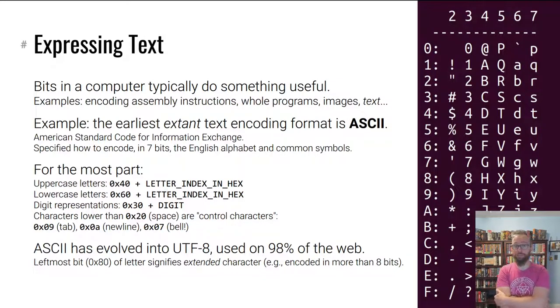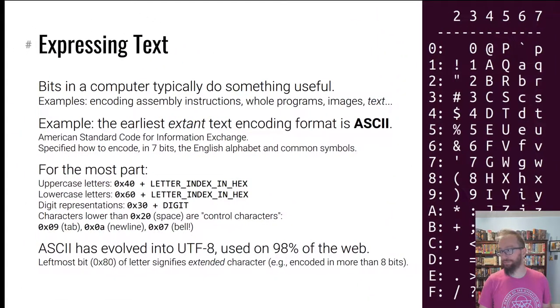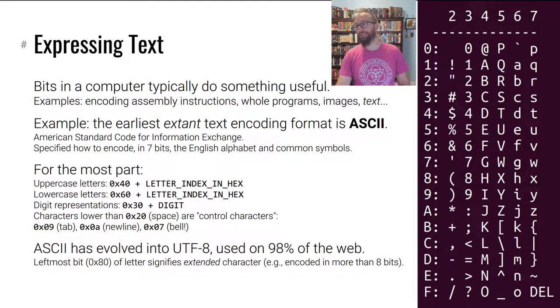It specifies how to encode using 7 bits basically the letters that are on your keyboard, if you have an English keyboard. But basically lower case, upper case, English letters, Latin letters, but specifically in this case English letters, the digits, and then a bunch of common special characters. On the right here is an ASCII table.